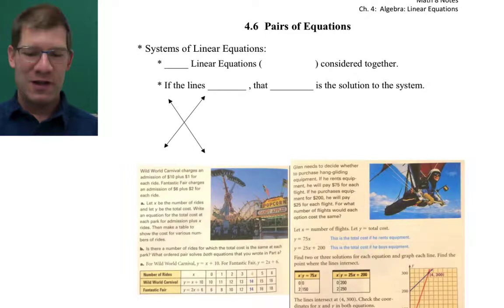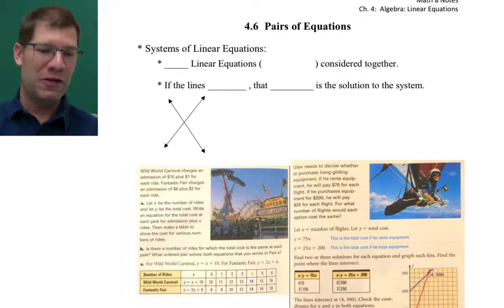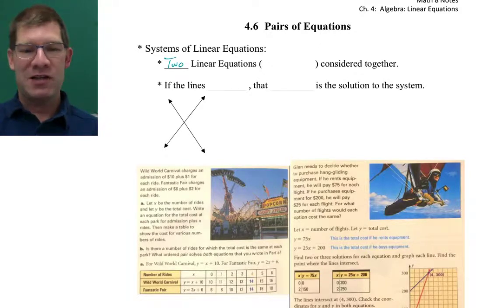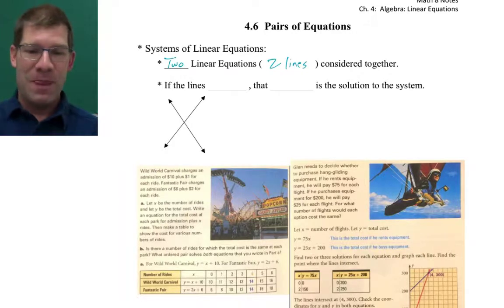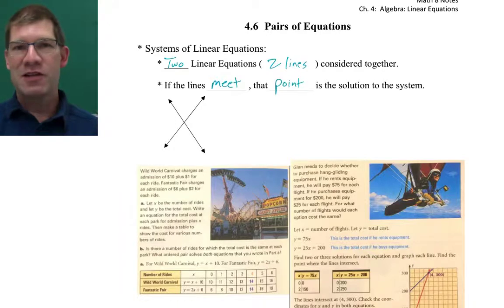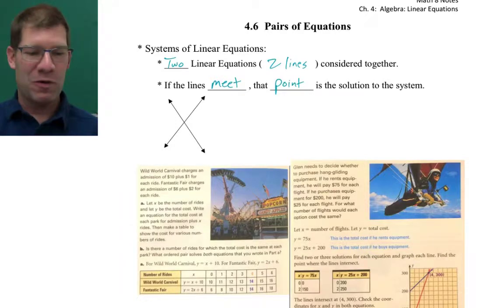So in looking through our notes, I want to first define what systems are. It's two linear equations. And basically by that we really mean that it's two lines that are considered together, two lines that are part of the same problem. And if the two lines cross or meet, maybe we could say intersect, that point is the solution to the system.